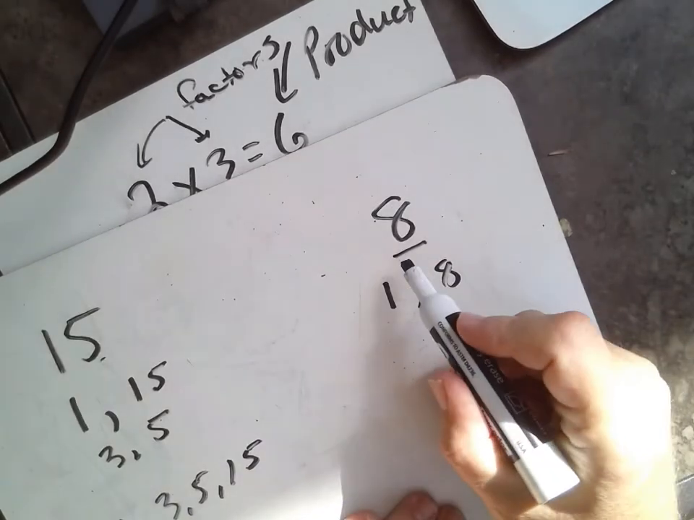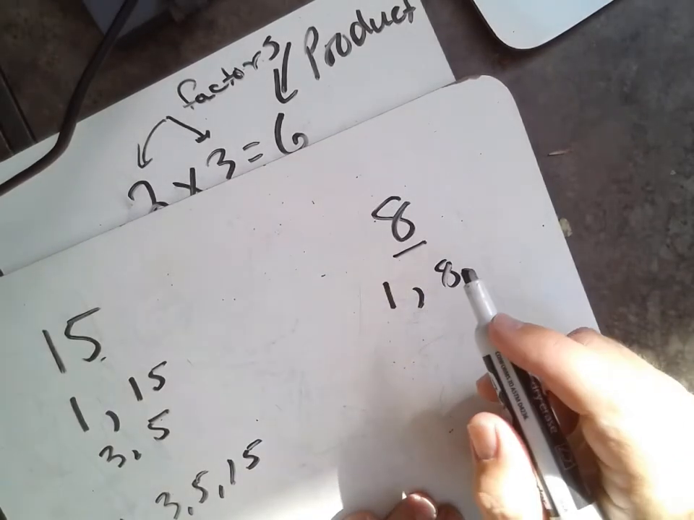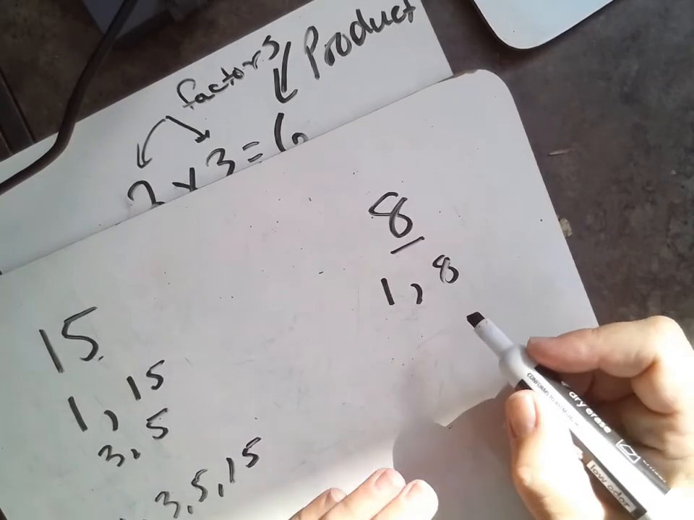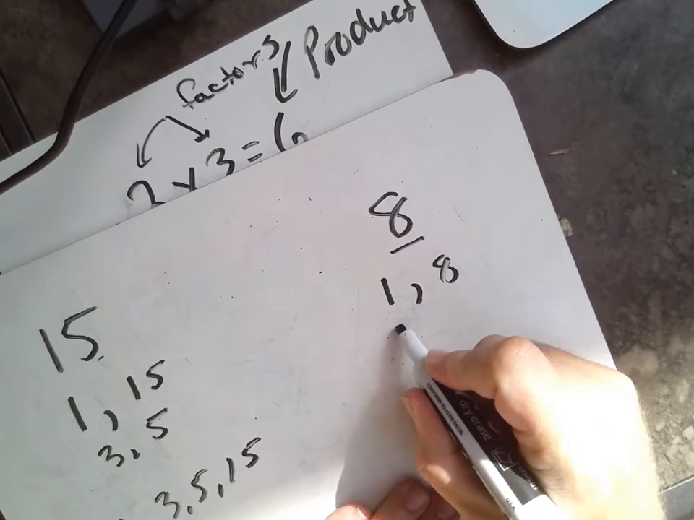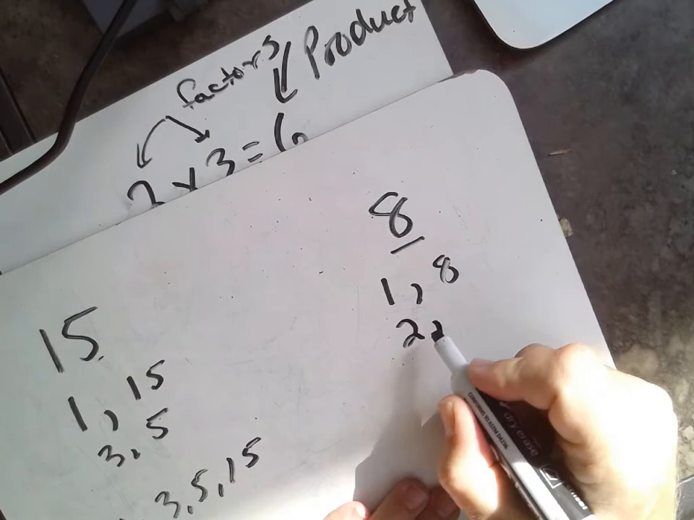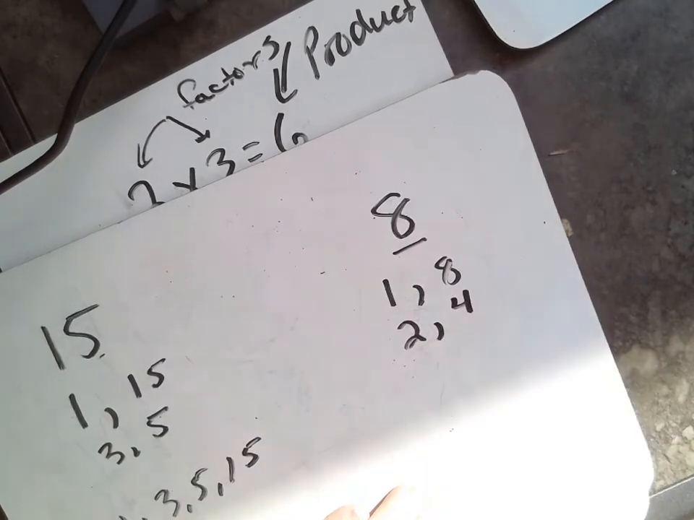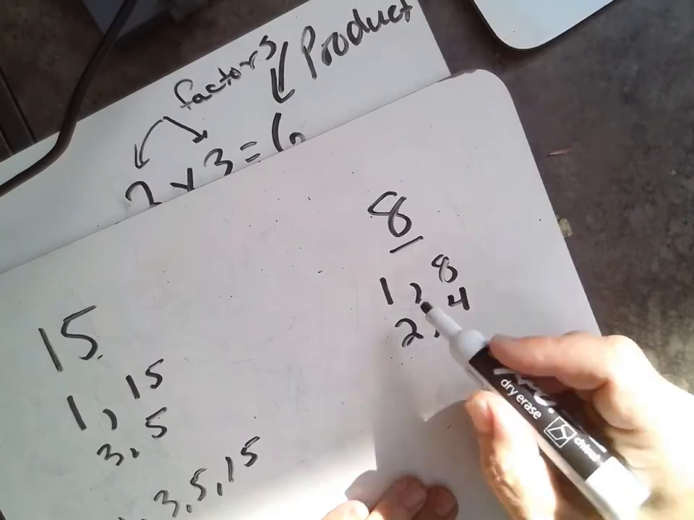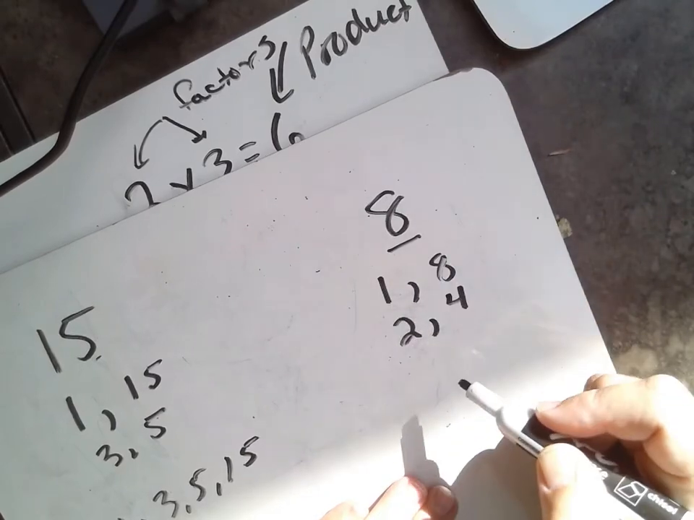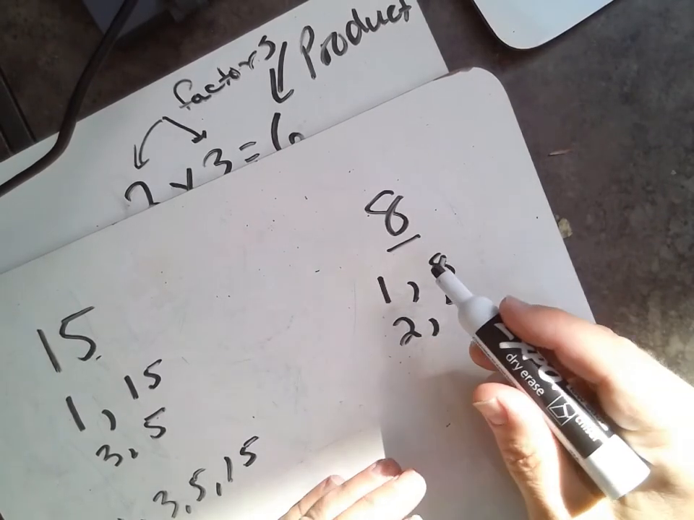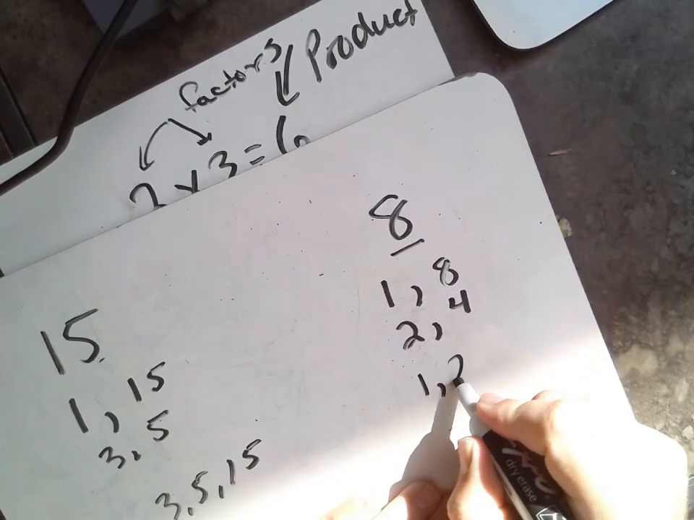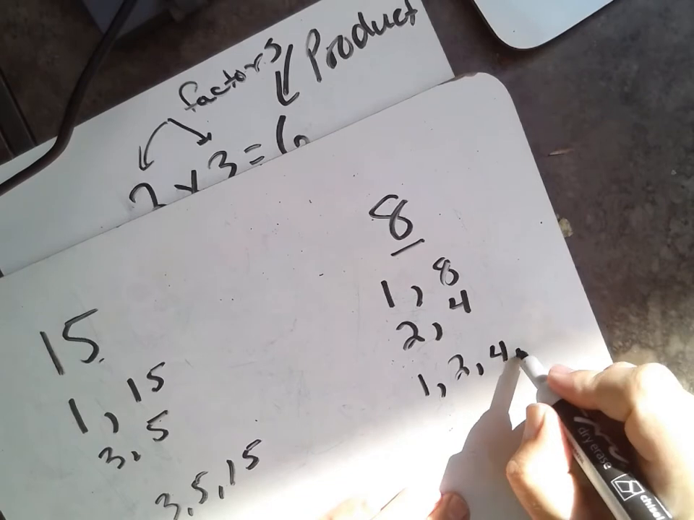Well, 8 is even, and I know that the factor 2 goes into every single even number, right? You can divide any even number by 2. So I know that we have 2, and then 2 times 4 is 8, so I know 4 goes into 8 as well. So I know 1 goes in, 2 goes in, 3 doesn't go evenly into 8, 4 does, and 5 doesn't. We're more than halfway, we're all set. So the factors of 8 are 1, 2, 4, and 8.